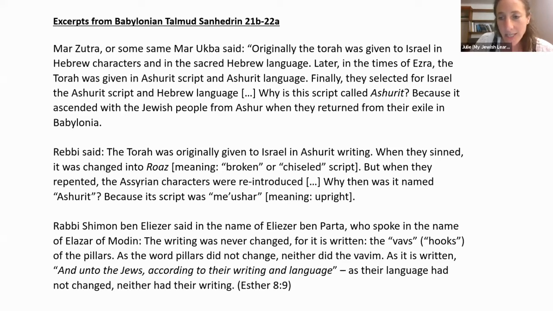The vavs, the hooks of the pillars. So he's referring to the Mishkan, the tabernacle, which had these hooks. And the way you say hook in Hebrew is vav, which is also a letter in the Hebrew alphabet. As the word pillars did not change, neither did the vavim, neither did the letter vav. As it is written, and unto the Jews according to their writing and their language, as their language had not changed, neither had their writing.